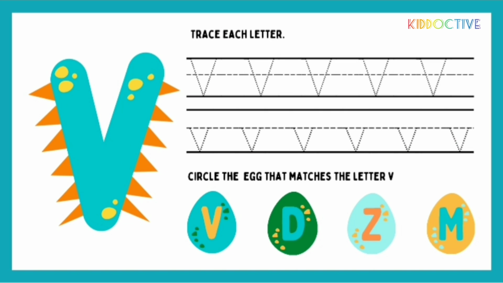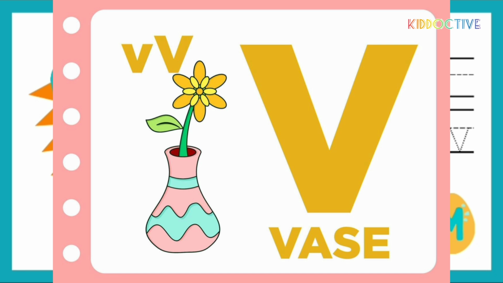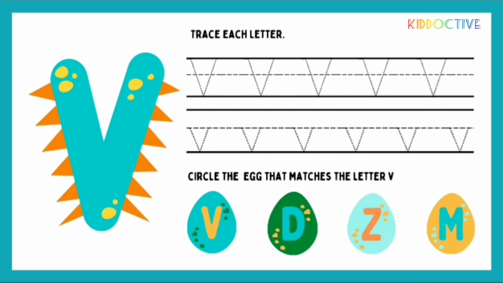Now comes letter V. What are we going to write with the letter V? V for van, school van. V for vase, flower vase. Okay? Now we are going to write letter V. Two slanting lines, join them. Then we will find letter V. Small letter V. Okay? Like this. Circle the egg that matches the letter V. Where is the letter V? The first egg is having letter V.